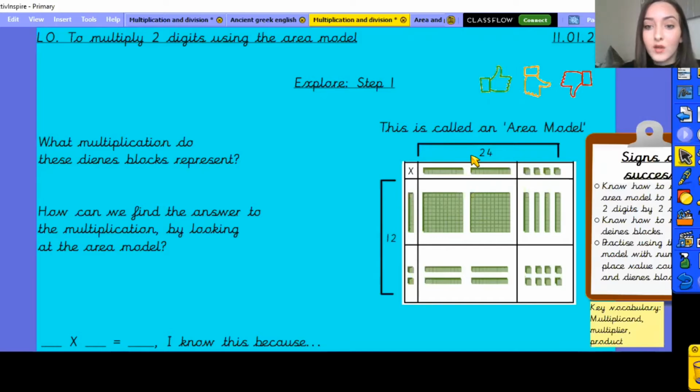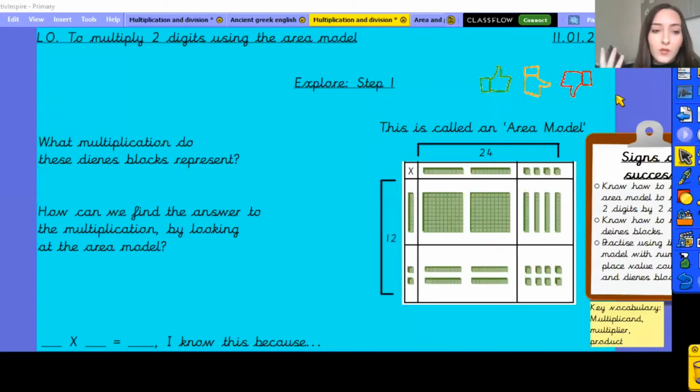So firstly, let's have a look at the top. So we know this is 24 because we have two lots of 10 Dienes blocks and 4 lots of 1. So if we add that together, we have 10, 20 and 4, which is 24. And now let's look at the side. So I know this is 12 because I have one 10 Dienes block and 2 ones. So one 10 and 2 ones makes 12. So that is how I know that this area model shows the multiplication 24 times 12. So well done if you got that correct.